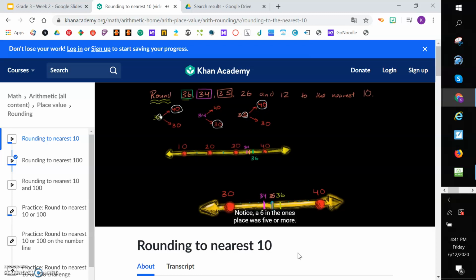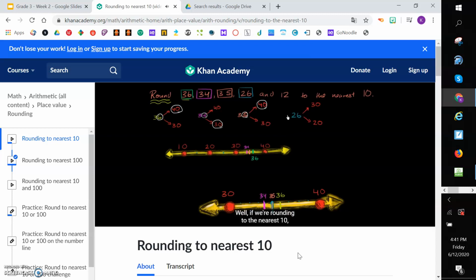Notice, the 6 in the ones place was 5 or more. So if you're rounding to the nearest 10, you round up to 40. A 4 in the ones place is not 5 or greater, so we rounded down. And so this gives a pretty good clue for these other two numbers. Let's see what happens with 26. 26, what are the two options? What is the multiple of 10 above 26, and what is the multiple of 10 below 26? Well, the multiple of 10 above 26 is 30, and the multiple of 10 below 26 is 20. So if we round up, we go to 30. If we round down, we go to 20.